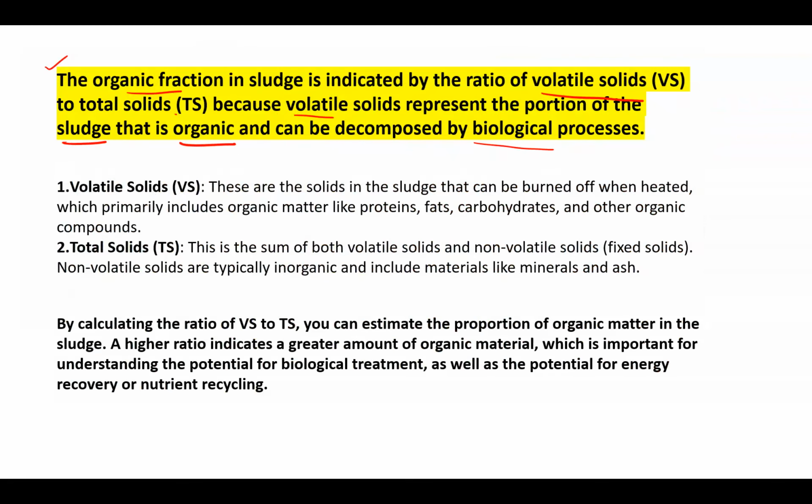Okay. So here, volatile solids are the solids in the sludge that can be burned off when heated, which primarily includes organic matter like proteins, fats, carbohydrates, and other organic compounds. That is the volatile solids. So total solids means the sum of volatile solids and non-volatile solids. So what is volatile? Volatile means it becomes a vapor. You know what is volatile?